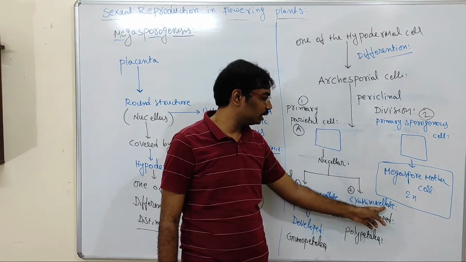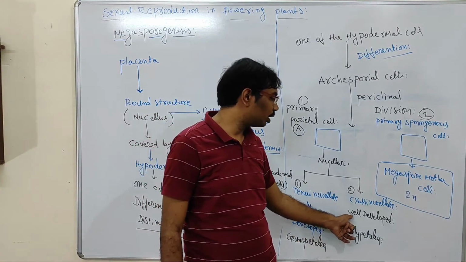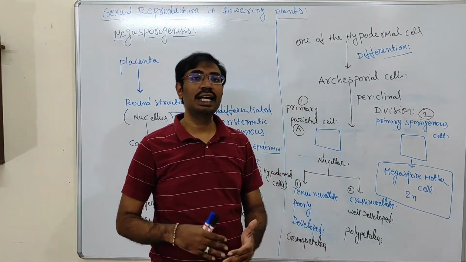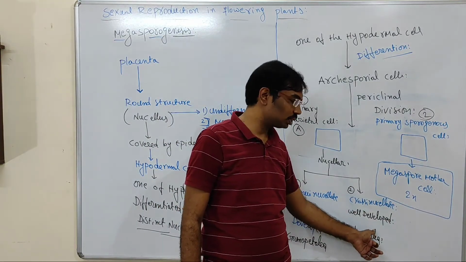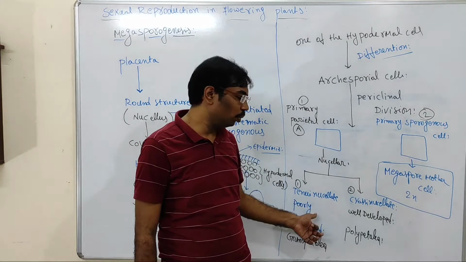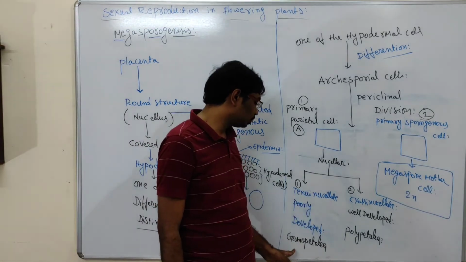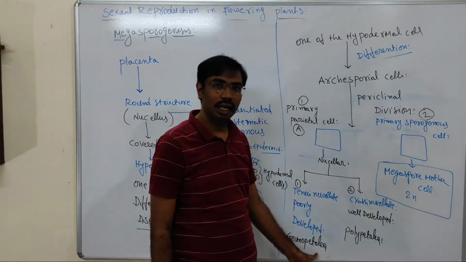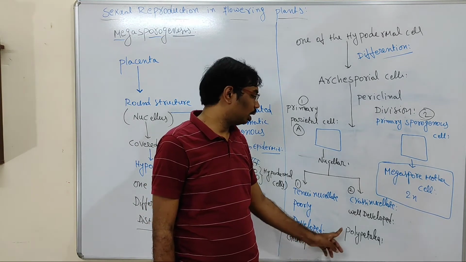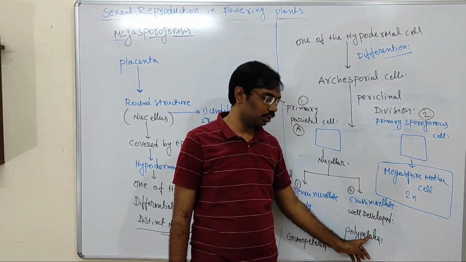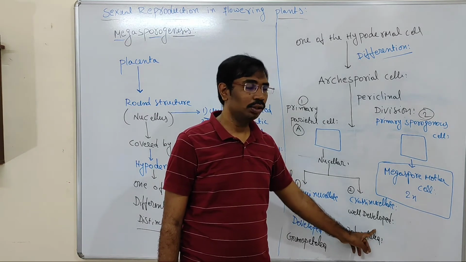The other type is called crassinucellate. Crassinucellate means a well developed nucellus, and tenuinucellate means a poorly developed nucellus. What is an example of tenuinucellate? An example of tenuinucellate is Gamopetalae. An example of crassinucellate is Polypetalae or monocots.